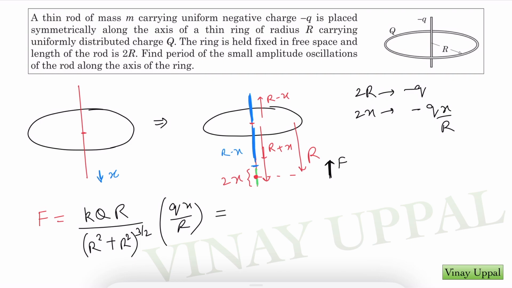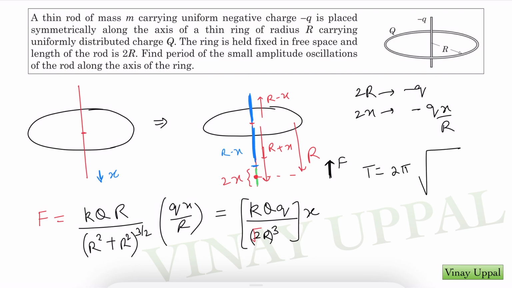So this will come out to be KQq divided by 2√2 r³ times x. So this is SHM. Oh, there should be a root 2 here. Okay, so this is my k equivalent, and therefore my time period would simply be 2π√(m/k equivalent). So 2π√(2√2 m r³ / KQq). So this will be your time period.